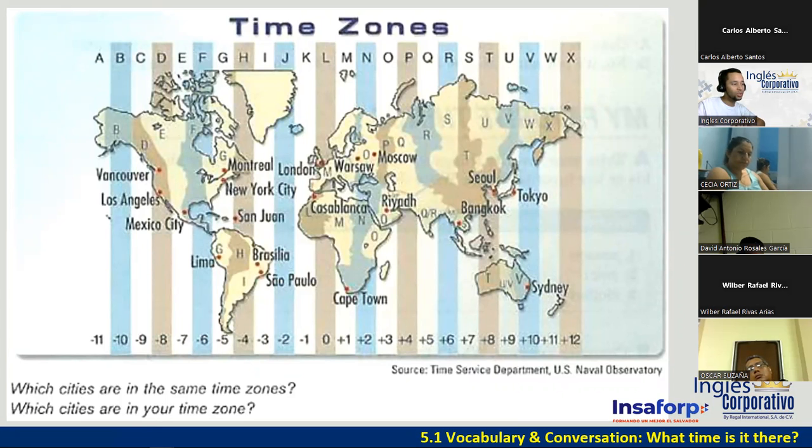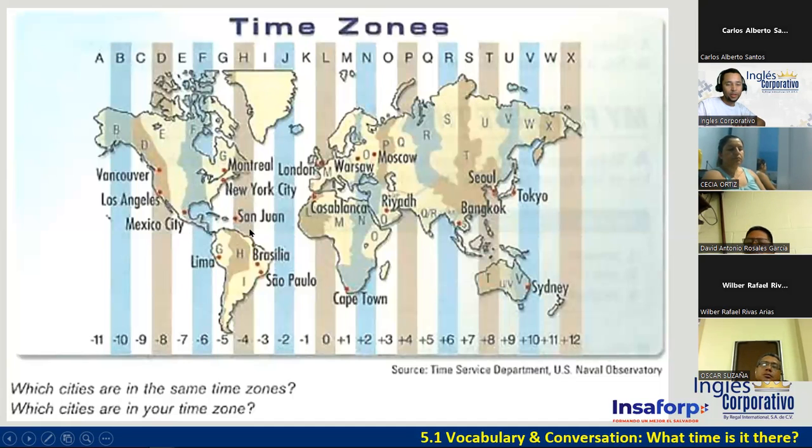So which cities are in the same time zones? Which cities are in your time zone? So basically, none. Prácticamente ninguna de las que aparece acá. Oh yeah, maybe here, Mexico City. Mexico City aparece en la misma zona. Casi, casi, casi. Que no está, pero sí. These are the time zones, okay?